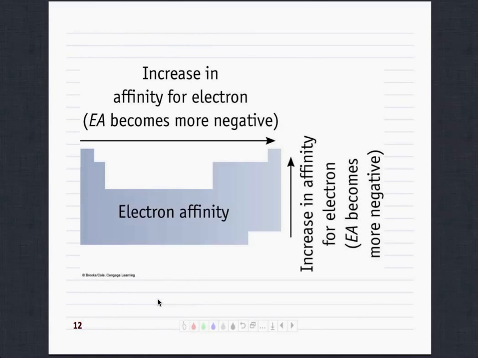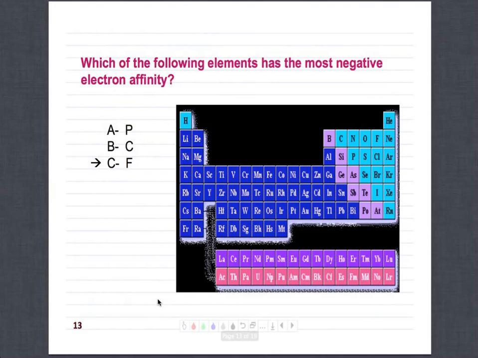Okay, so what we're going to do next is again a virtual i-clicker about the electron affinity. Which of the following elements has the most negative electron affinity? That means it's going to give you the most energy because it's exothermic. Is it phosphorus? Is it carbon? Or is it fluorine?